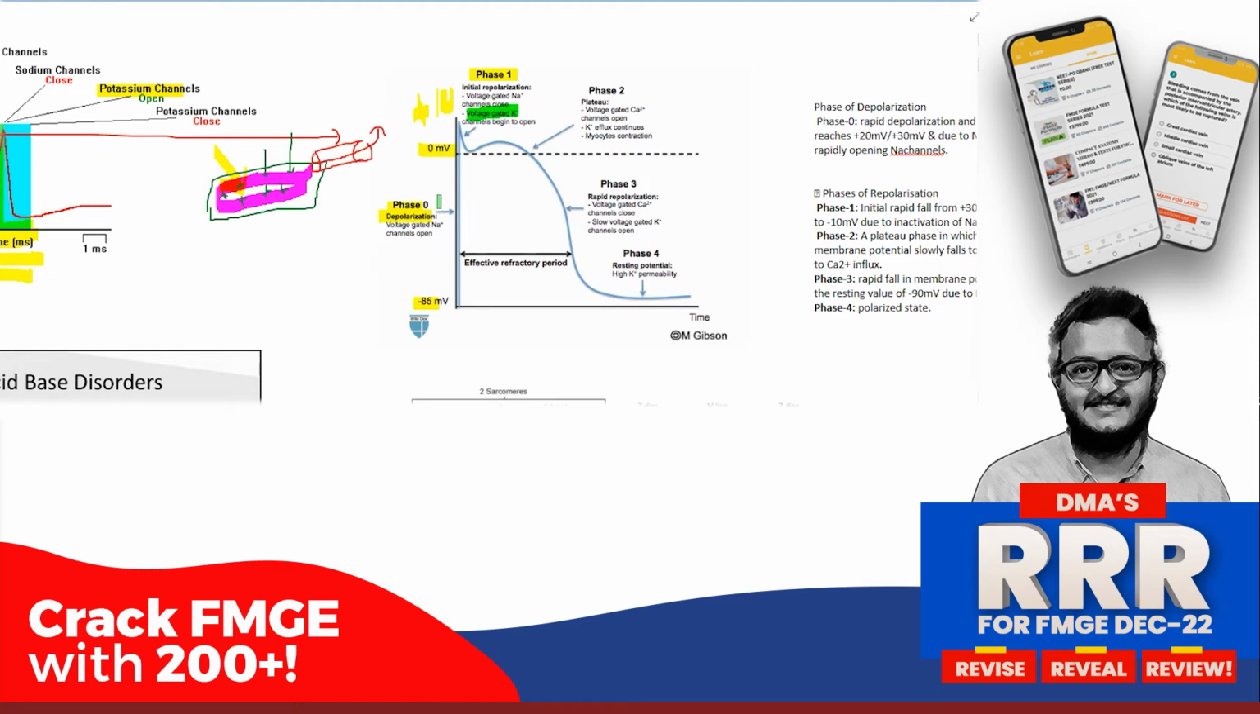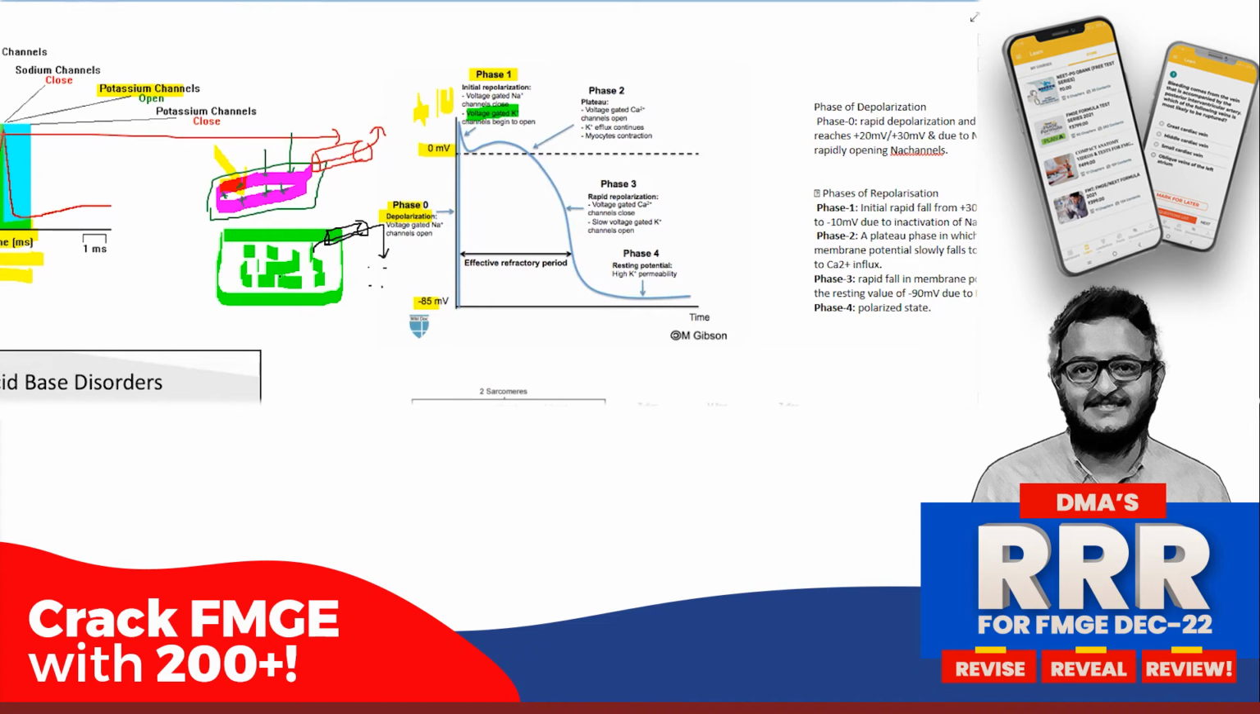Can anyone tell me? Potassium should go outside, definitely, because of the concentration gradient. Right? Again I tell you, the cell is a bag of potassium. There are lots of potassium ions sitting inside the cell. If I open the channel, if I put a leaky channel like a voltage-gated potassium channel over here, what is going to happen? Outside very little potassium, inside too much potassium, so potassium will go outside.